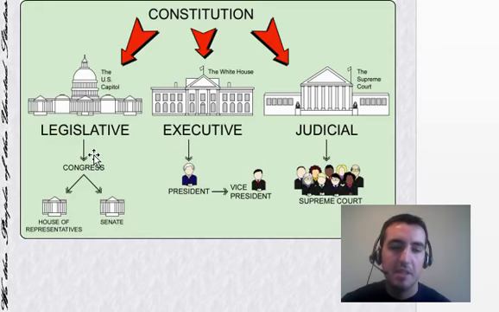The legislative branch has Congress, which is split up into the House and the Senate. The executive branch is split up into the president, the vice president, and the cabinet members. And the judicial branch is split up into all the different courts, with the Supreme Court being the top one.